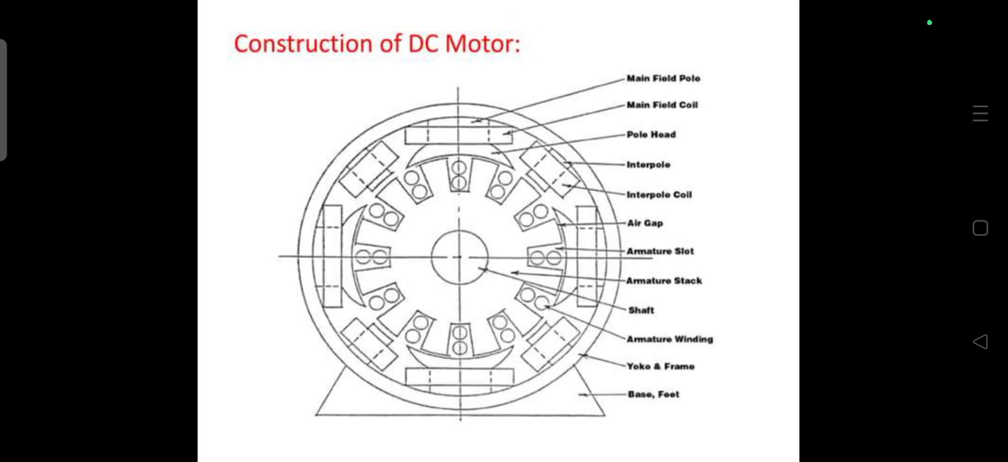Next one is construction of a general DC motor. Most DC motors consist of these parts. First one is main field pole, then main field coil, then pole head, then interpole, then interpole coil, then air gap, then armature slot, then armature stack, then shaft, then armature winding, then yoke, then frame, then base. It is supported through the motor. These are the constructional parts of the DC motor.